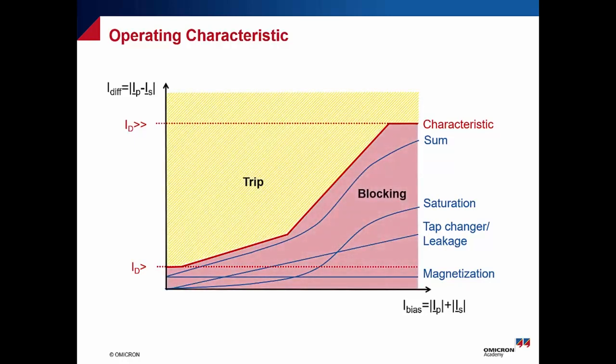As you see here, the area below the curve or the slope will be a blocking area. We sometimes call it the restrained or biased area. No trip will occur. Above it is the trip area, and the relay should trip in any case if the differential current is located in this area with the yellow color.